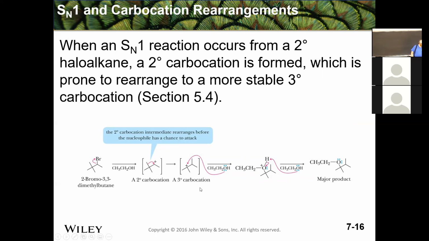Rearrangement can occur if we can obtain a more stable carbocation. So make sure that you work through the pushing electrons workbook. That will give you exercises on how to do rearrangements, how to do arrow pushing. So in this example, when ionization occurs, we get a secondary carbocation, which then rearranges to a tertiary. And it does that by a methyl shift.